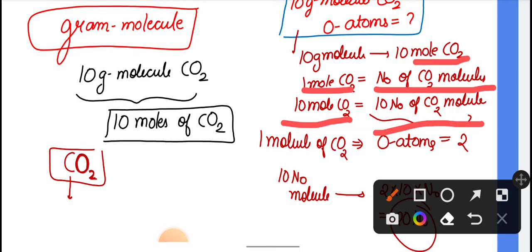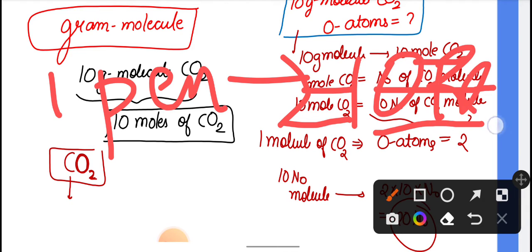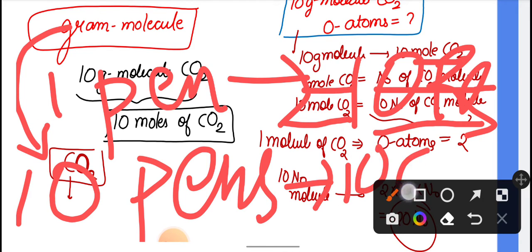See, this is like the unitary method, which we learn in the basic classes like first, second, third. If one pen costs 10 rupees, how much will it cost for 10 pens? What will you do? On the left hand side you multiply by 10, so on the right hand side too you multiply by 10. So it becomes 100 rupees. That's all. This is called the unitary method.